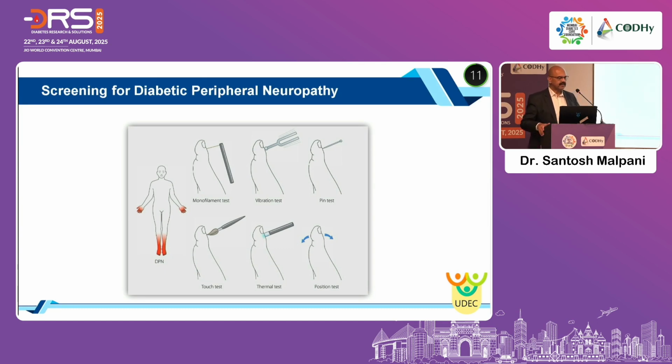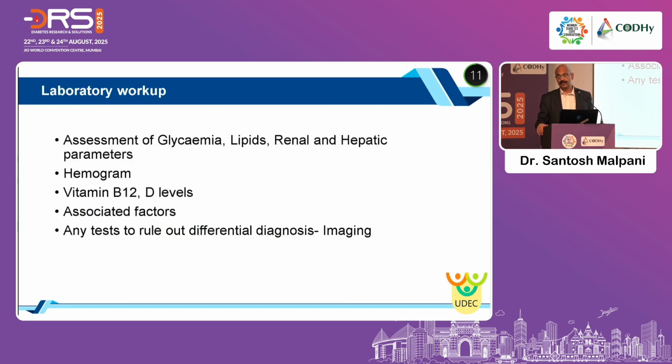But as far as bedside diagnosis is concerned, we have got the monofilament test, vibration perception test, pinprick test, thermal touch, and the position sense that has to be performed for each and every patient as far as type 2 diabetics are concerned. Assessment of glycemia, lipids, renal and hepatic parameters, hemogram, and don't forget to estimate vitamin B12 levels.